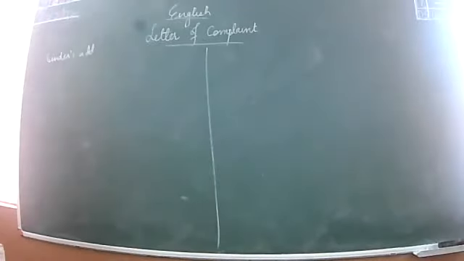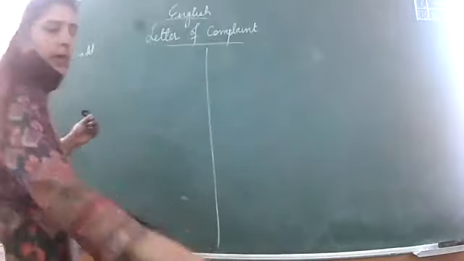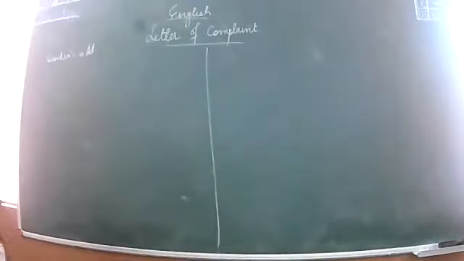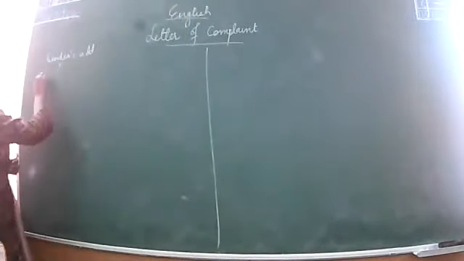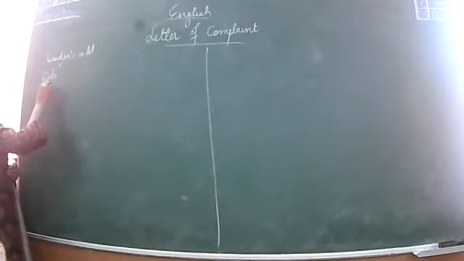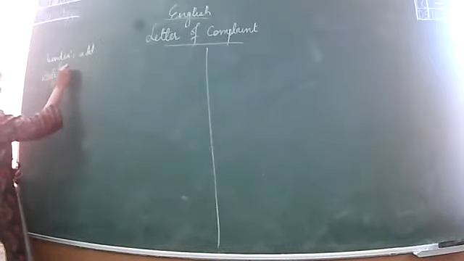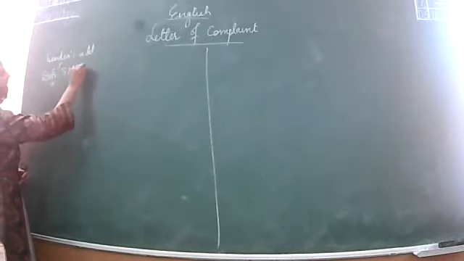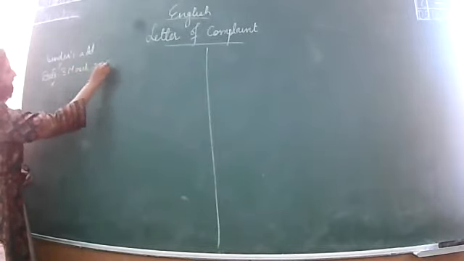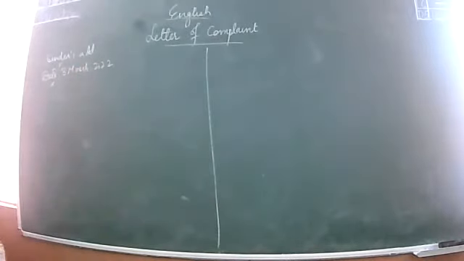Yes, now first of all, what will you write down? You will write down the sender's address. After the sender's address, you will leave a line. You will write down the date. The word "date" you won't write. You will write down only the date, like today is 3rd March 2022. This will be the exact format for writing the date.